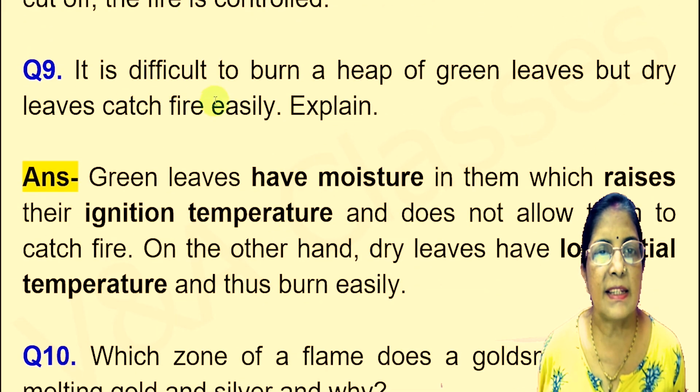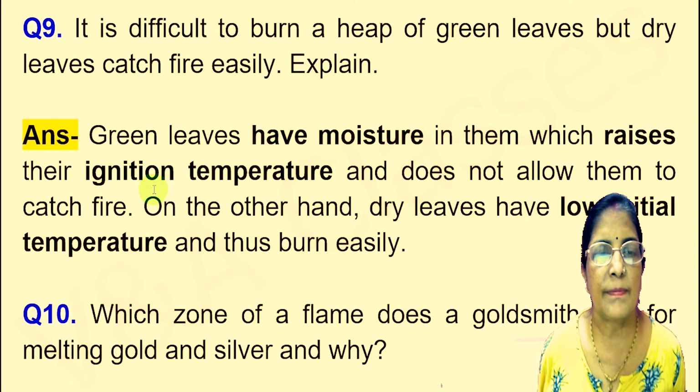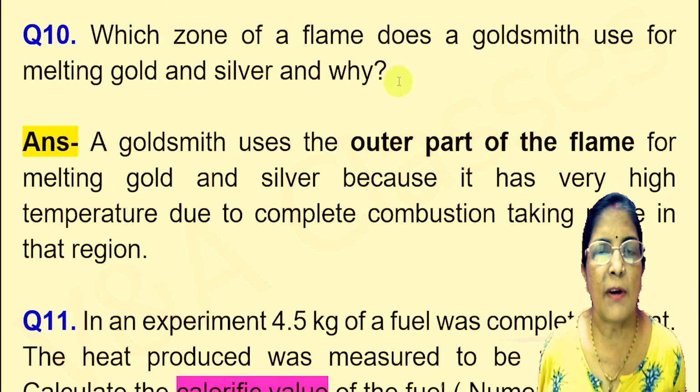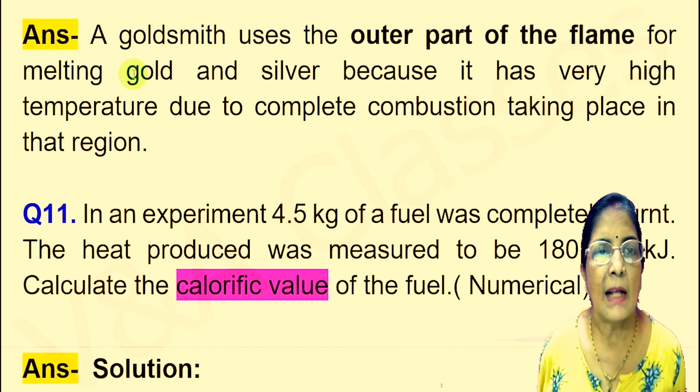Next question, it is difficult to burn a heap of green leaves, but dry leaves catch fire easily. Explain. Answer, green leaves have moisture in them, which raises their ignition temperature and does not allow them to catch fire. On the other hand, dry leaves have a low ignition temperature and thus burn easily. Next question, which zone of a flame does a goldsmith use for melting gold and silver and why? Answer, a goldsmith uses the outermost part of the flame for melting gold and silver because it has a very high temperature due to complete combustion taking place in that region.